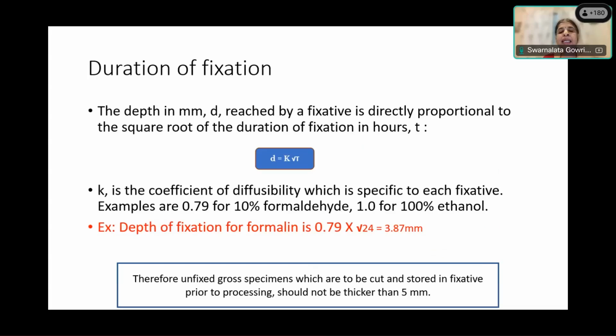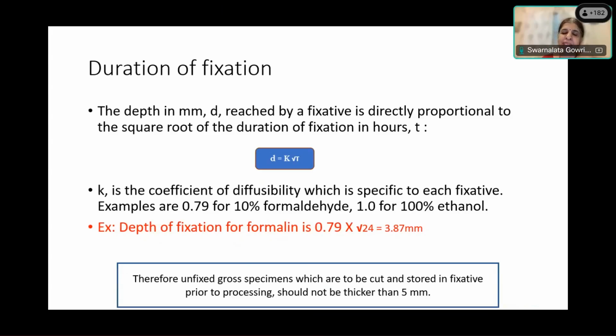How do you decide how long you fix in formalin? That is determined by the coefficient of diffusibility of formalin. This is the formula, and if you use it, you will find that formalin penetrates tissue about 4 millimeters every hour. What does that mean? It means that when you fix, you must cut your tissue not more than 5 millimeters thick, because formalin will penetrate from both sides, and otherwise autolysis can set in and destroy the tissue.